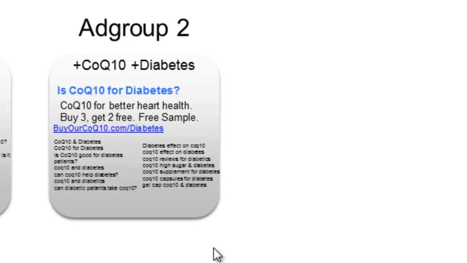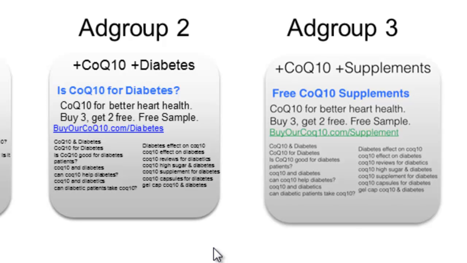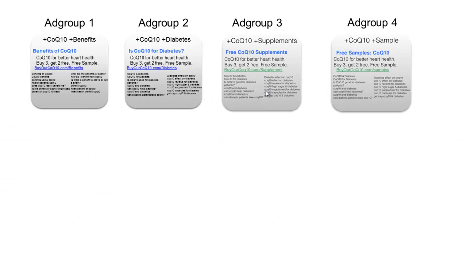What's step 3? Guess what? CoQ10 plus supplements. I think you're getting the idea. You optimize the headline, you optimize the landing page, you then let Google do all the heavy lifting and find you all of those terms that have to do with CoQ10 and supplements. CoQ10 for free samples. People looking for free samples. If you offer a free sample, you should bid on those type keywords. So now hopefully you get the idea.